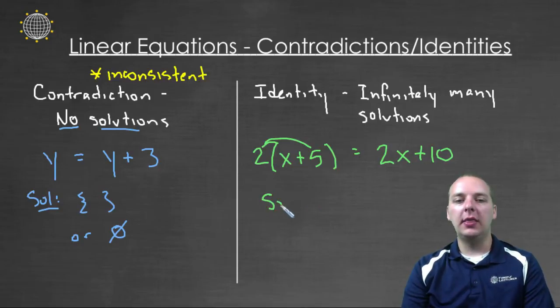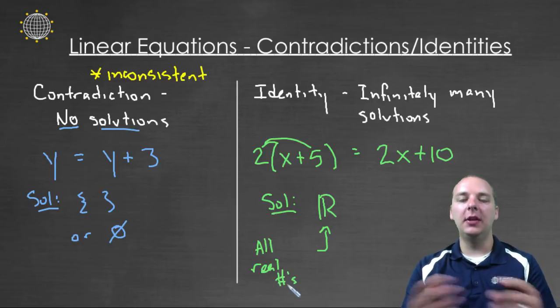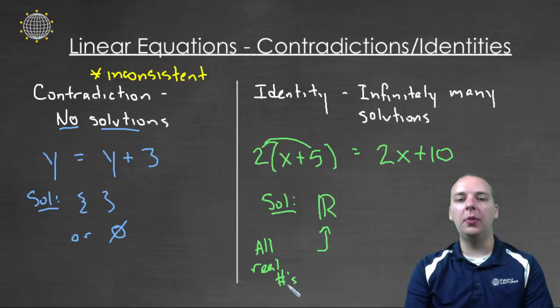The way you could write that as a solution is you could either write out the words all real numbers, or usually what we'll do is write a capital R with an extra bar out front, and that is shorthand notation for the phrase all real numbers. And so this has infinitely many solutions. Every real number is a solution to this equation.